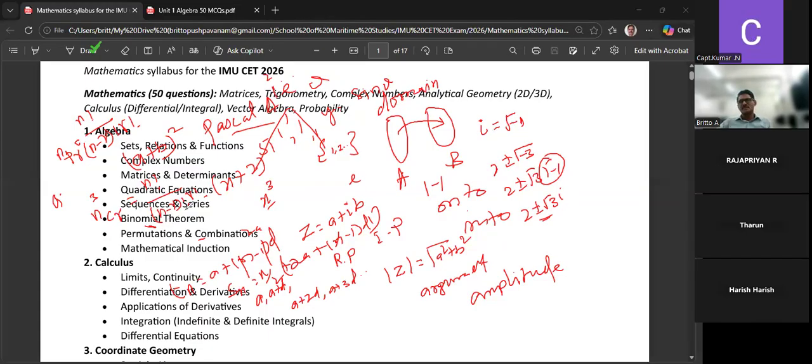Okay, I just revised this topic of algebra. Only the first topic, algebra, only today. I just revised all this topic. Now we'll see some problems based on this algebra. Okay, we have some problems. So we'll do the problems of algebra.